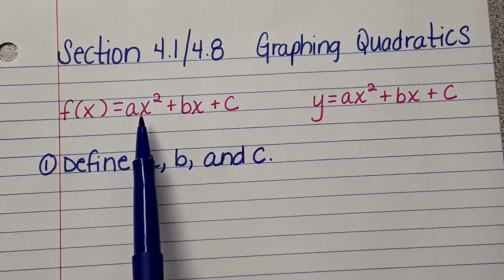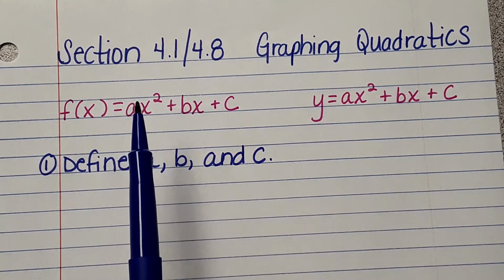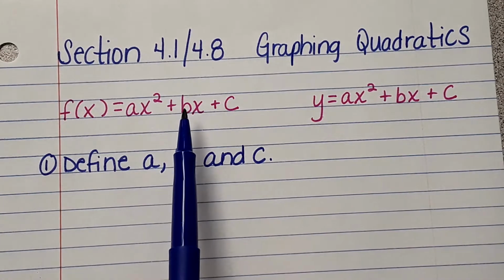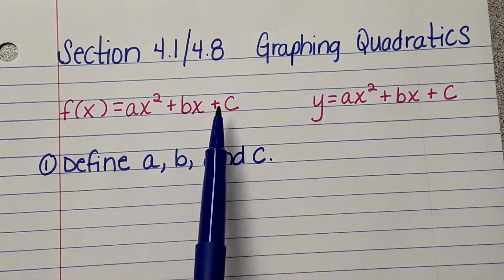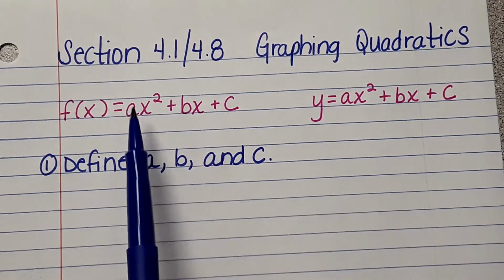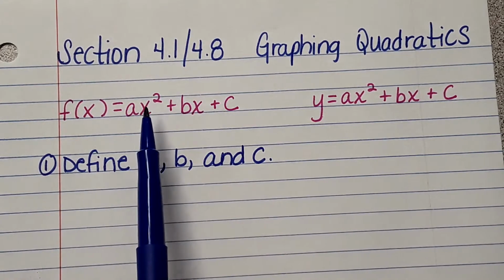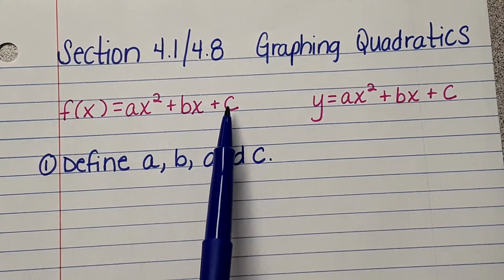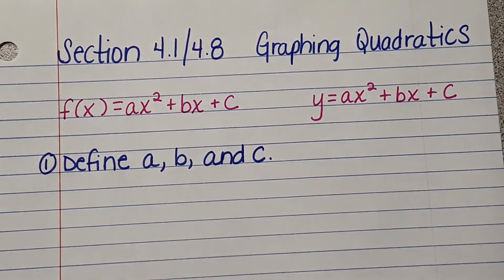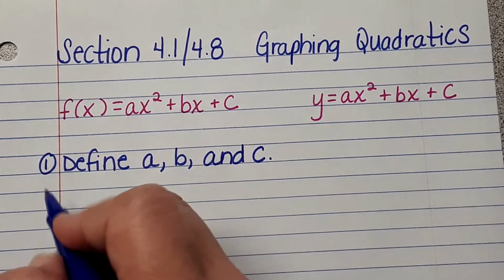So A is always in front of x squared, always. It's always the coefficient of x squared. B is always the coefficient of the x, and C is what we call our constant term. It's the one without the variable. So again, A is the coefficient of x squared, always. B is the coefficient of x, and C is our constant term. If there's no x, that means B is 0. If there is no number without a variable, it means there's no constant term, and it means it's 0. Okay.